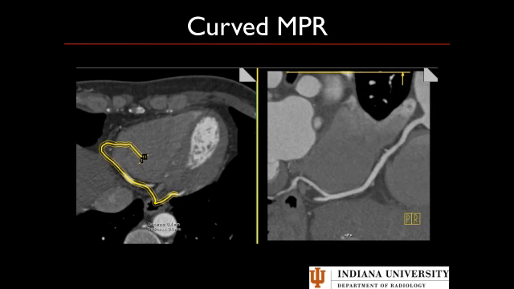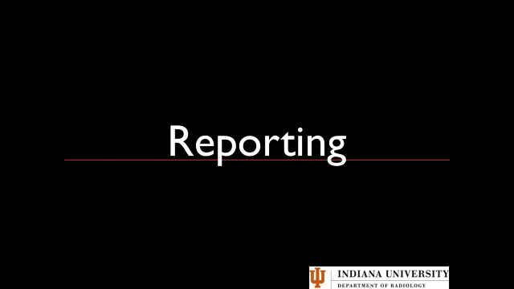Again, you need to make sure, at least in the United States, that you do reconstruct MPRs and store them on PACS in order to get paid for a CTA exam, regardless of what body part it is. But it also can help you evaluate, and also it's good for using to communicate with your referring physicians to demonstrate where a stenosis is. Now let's move on to reporting.